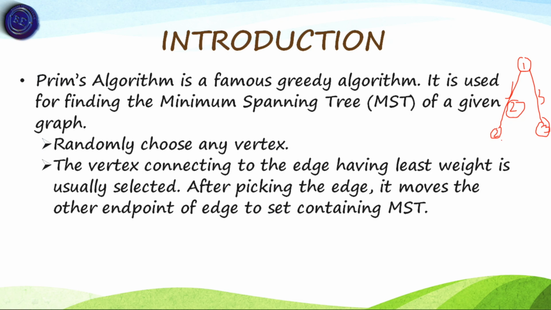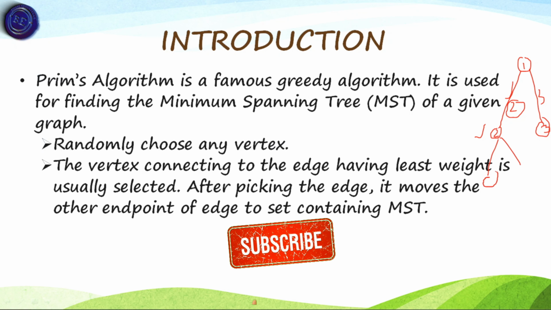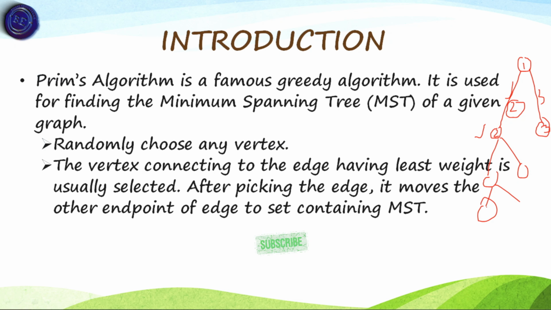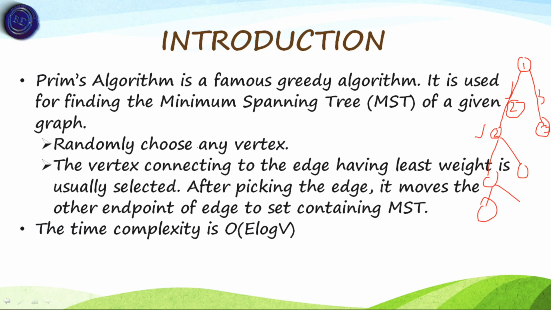spanning tree. So after selecting this edge, the next vertex will go to this point. Here it will select another vertex, and after selecting this vertex, it will select another vertex. In this way the minimum spanning tree is connected, and in this way Prim's algorithm works. In the next slide I will explain with an example.